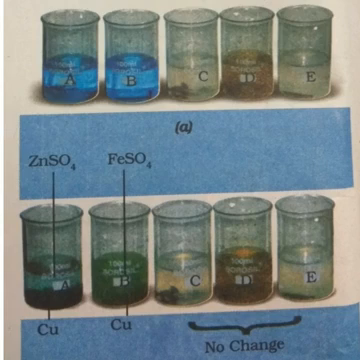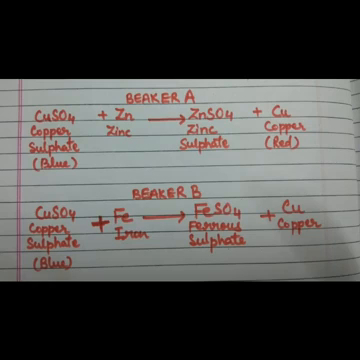In beaker B, the color of the solution changes into green and there is reddish brown deposition on the iron nails. The color becomes green because of the formation of ferrous sulfate. And in beakers C, D and E, as you can observe here, there is no change. Now students, we will study the related chemical equations.